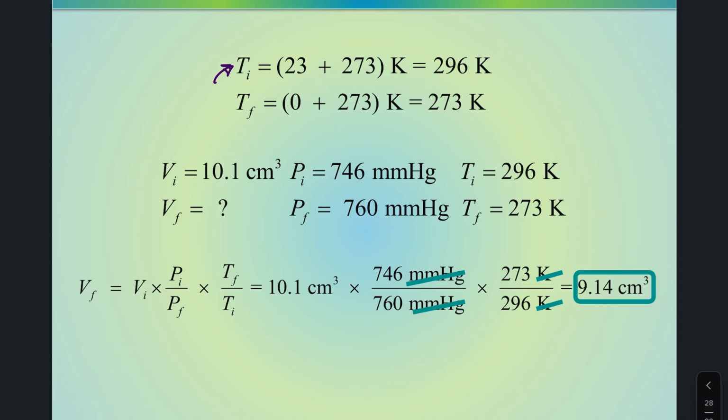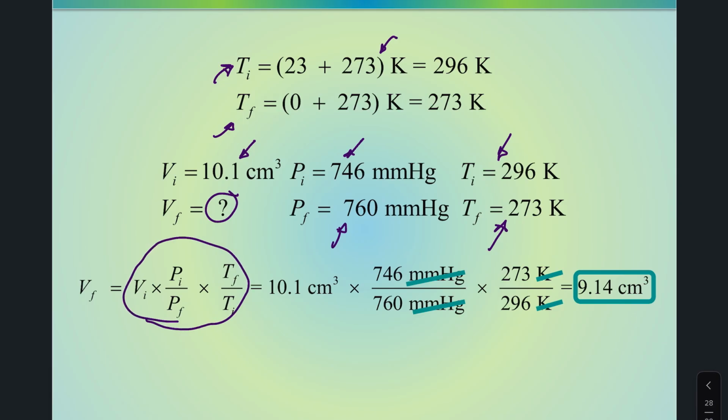So T1 is going to be 23 plus 273. It gives us 296. For what I do, I tend to use the 0.15 as well so that you can have extra sig figs when you need them. For the final temperature, you have 0 plus 273, so again we get 273. We have our volume. We have our initial pressure and our final pressure. We don't know what our final volume is. We have our initial temperature and our final temperature, and we set up the equation just like I did before, ending up with 9.14 cubic centimeters.